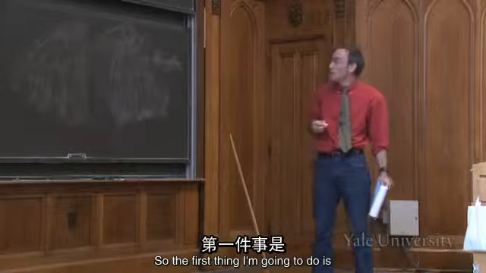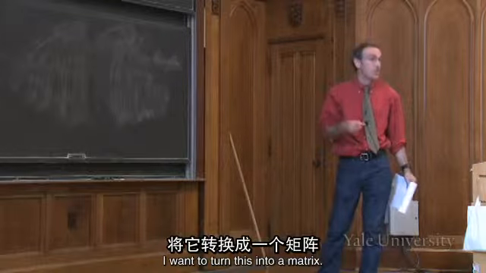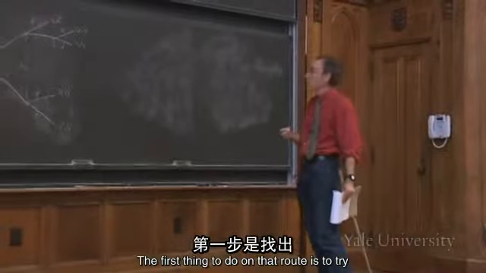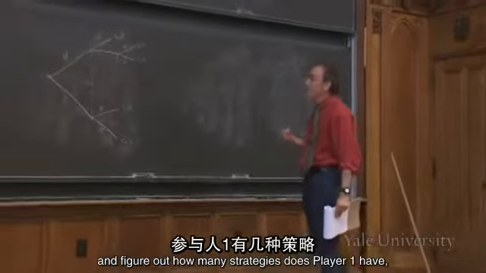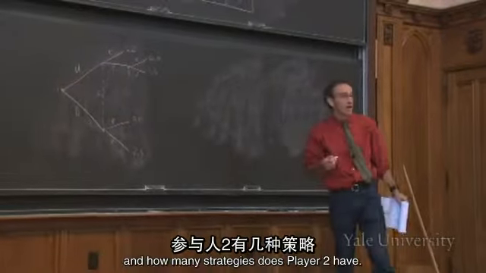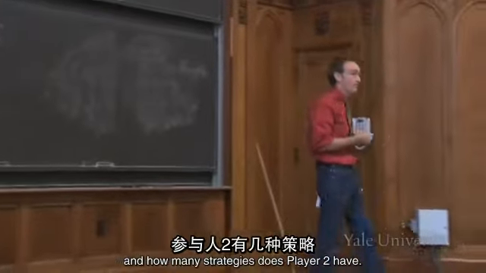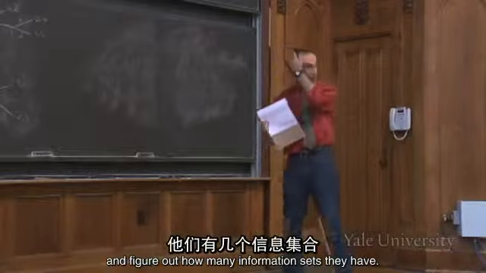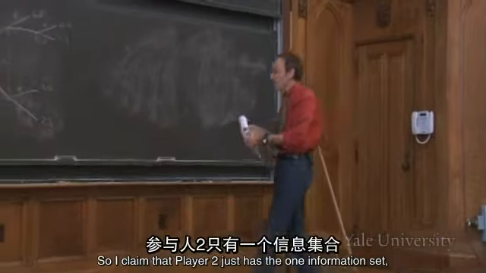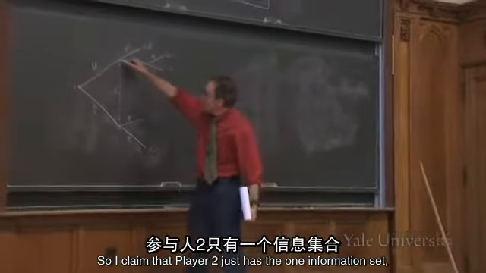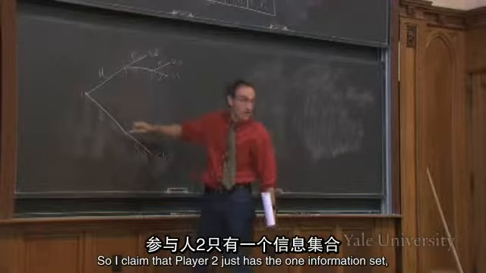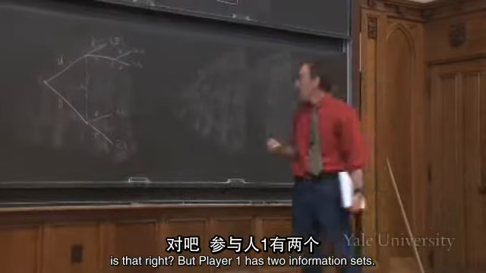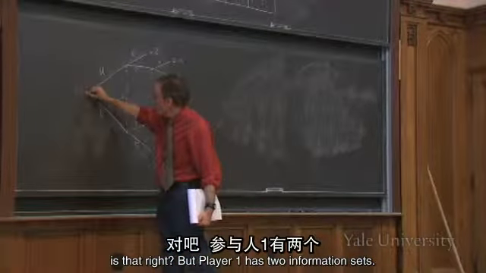So the first thing I'm going to do is I want to turn this into a matrix. And the first thing to do on that route is to try and figure out how many strategies player one has and how many strategies player two has. And before we even do that, let's try and figure out how many information sets they have. I claim that player two just has the one information set. Is that right? But player one has two information sets.